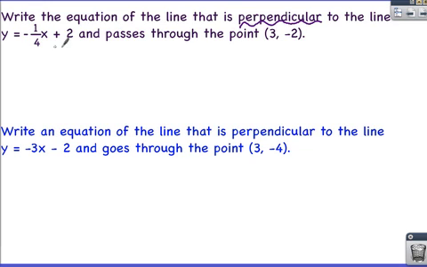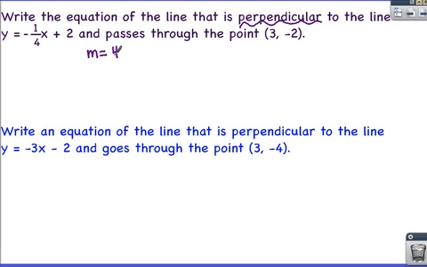So we look at the equation of the line that is given to us, and since the slope is negative 1/4, that tells us that the slope of the perpendicular line that we're trying to write would be positive 4. Again, just like with parallel lines, this y-intercept of 2 is irrelevant for our line.